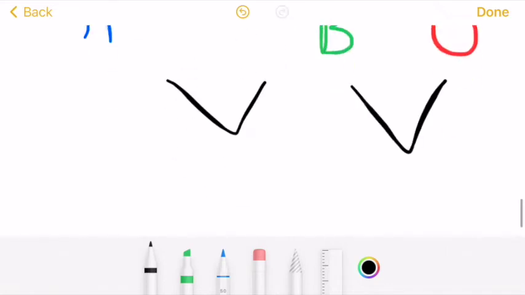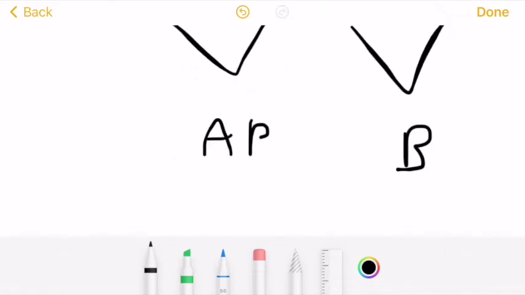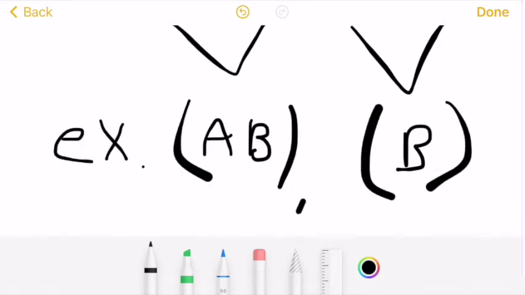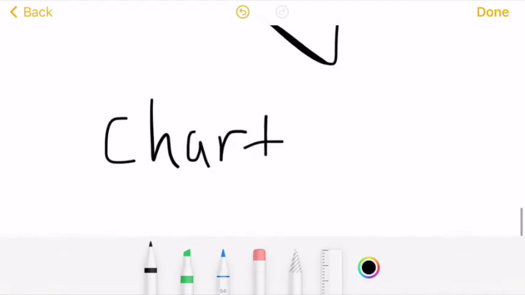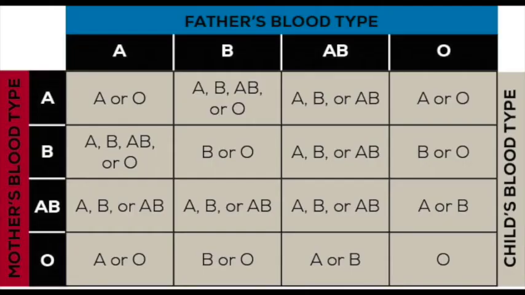If you get a B allele from your mom and an O allele from your dad, your blood type would be B because the B would override the recessive allele of O. This table shows how genes are passed down from the mother and father to the child.